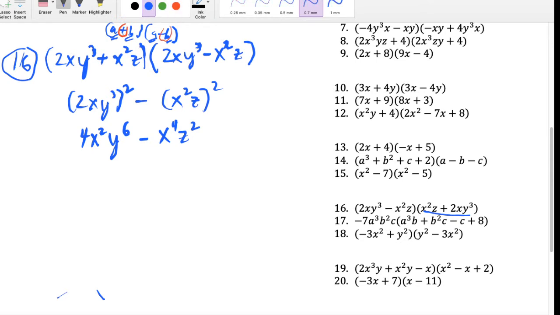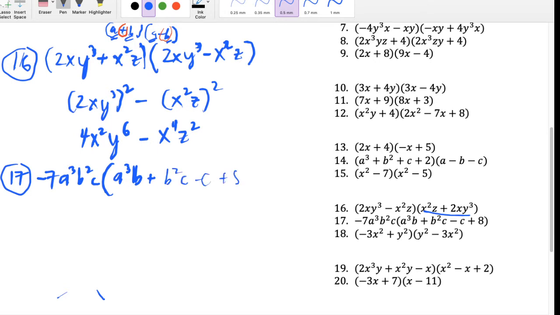Number 17. Negative 7a cubed b squared c times a cubed b plus b squared c minus c plus 8. Okay? So, distribute lang natin yung monomial na to. This one times a cubed b. So, we have negative 7, a raised to 3 plus 3, so that's 6. B raised to 2 plus 1, that's 3, and c.